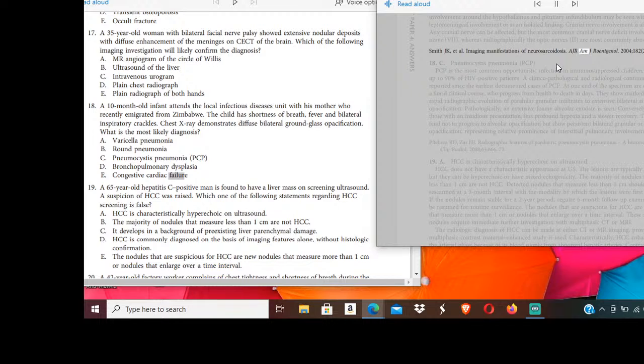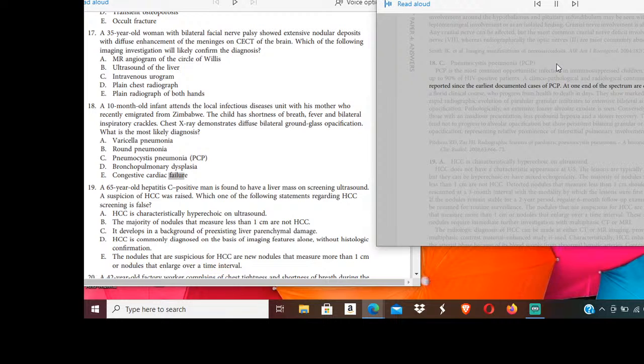Neurosarcoidosis. AJR Am J Roentgenol. 2004, 182, 2289-95. 18. C. Pneumocystis pneumonia, PCP. PCP is the most common opportunistic infection in immunosuppressed children, occurring in up to 90% of HIV-positive patients. A clinico-pathological and radiological continuum has been reported since the earliest documented cases of PCP.